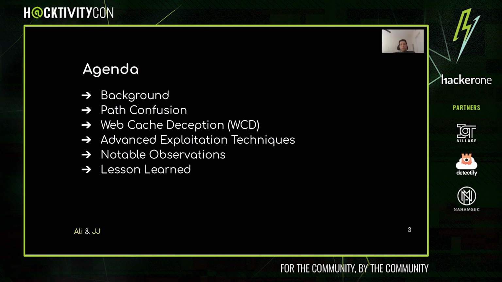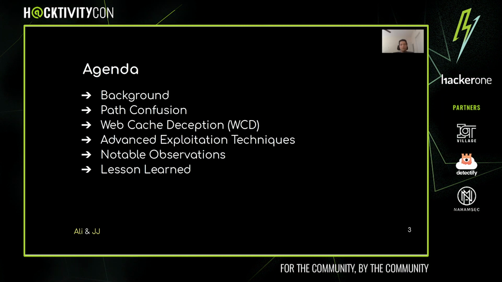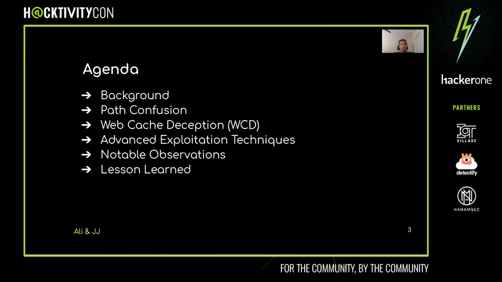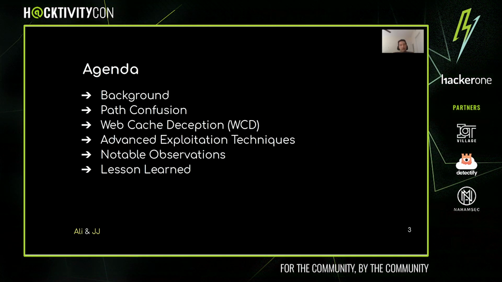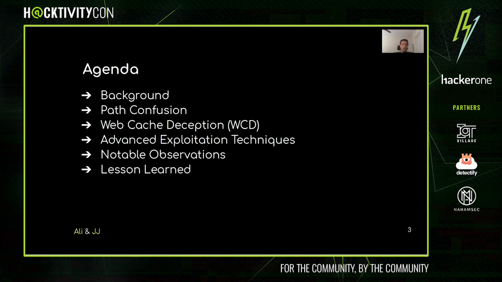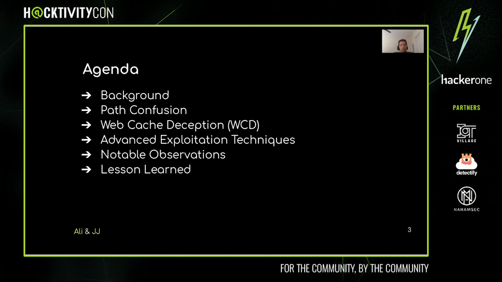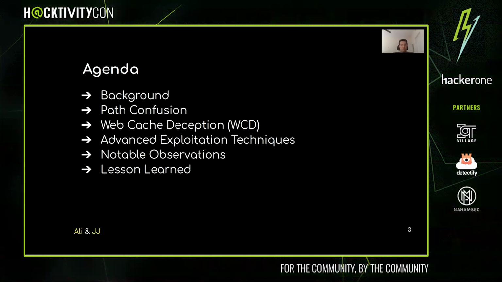In this research, we are going to share a little background about web caches and URL structures. We also want to talk about path confusion as a root cause of the web cache deception attack, explain web cache deception introduced in 2019 by Omer Gil, and share some new and advanced exploitation techniques, which are very effective and increase the chance of exploitability by about 45%. And we share our notable observations besides the exploitations, so bug hunters and the audience can invest more time to find more vulnerabilities based on these observations.